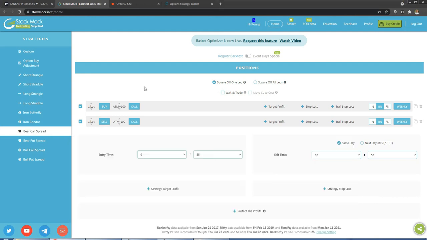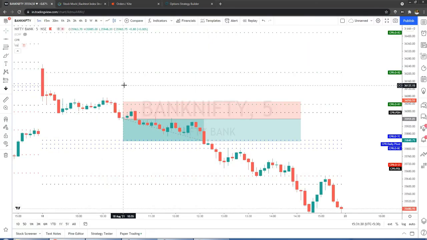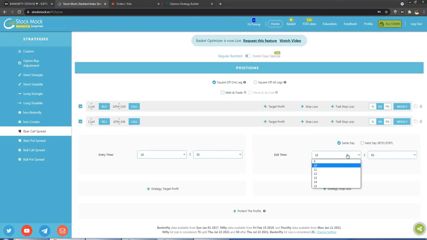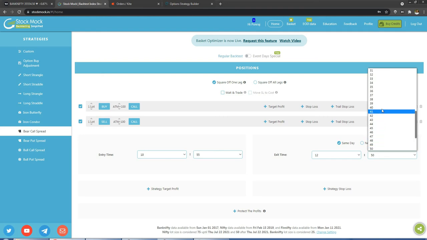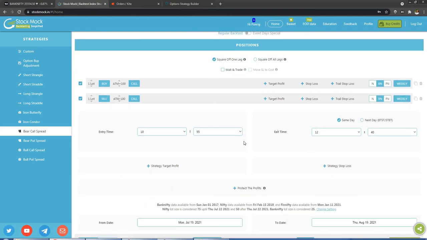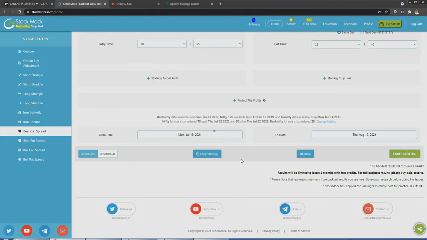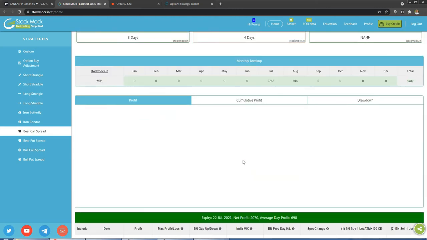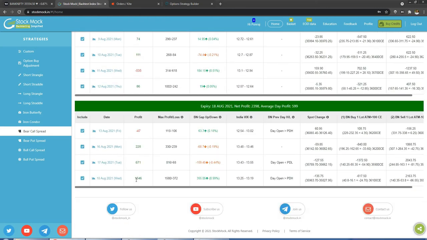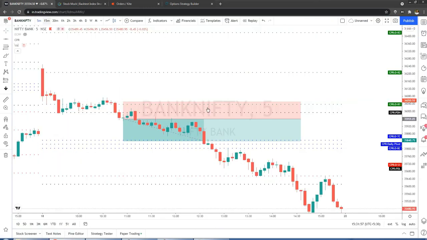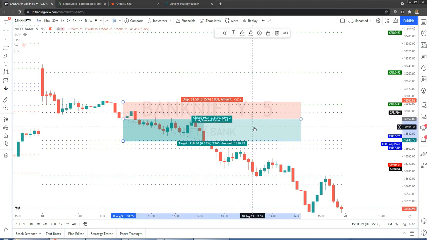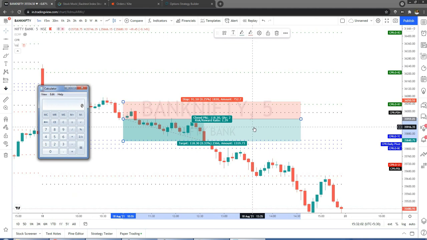So the timings would be 10:55 to 12:40, my entry time and exit time. Let's see the backtest result. So see, if the view went right, it gave us a profit of 1,500. Now let me compare the profit with the futures. The profit is around 78 into 25, it would have given 1,950.